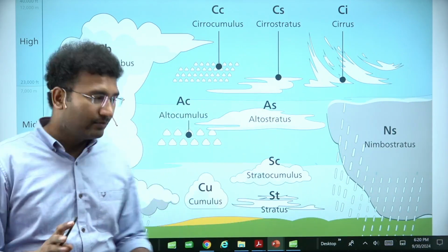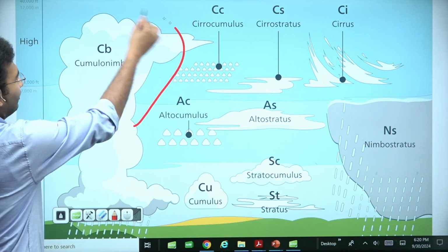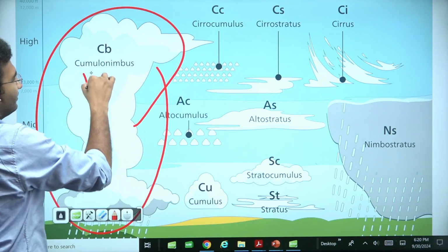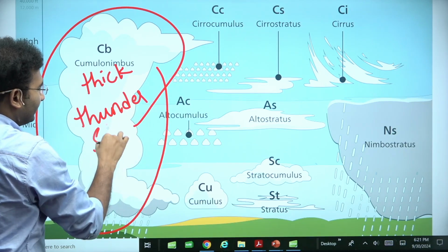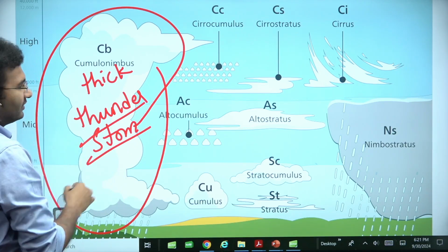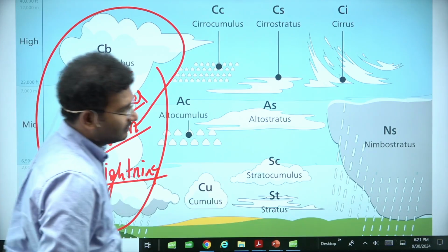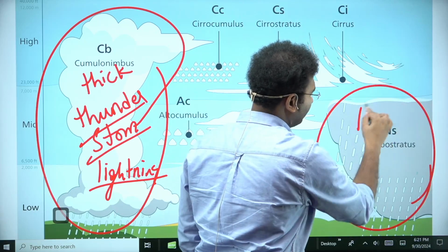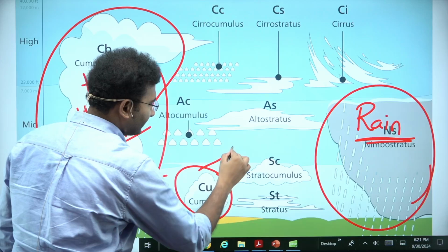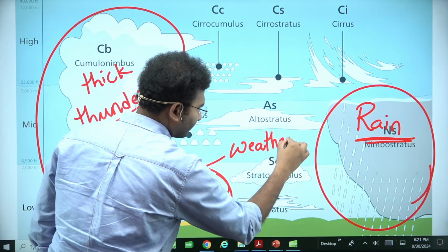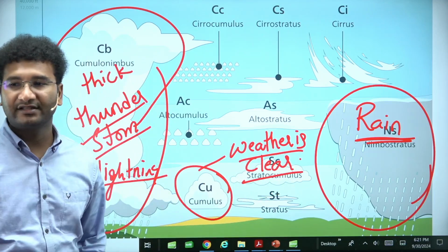But here, which clouds can rain and which clouds cannot rain? It is this cumulonimbus cloud, which is the high, thick cloud. This will thunder. A thunderstorm will come. In this, lightning will be there, right? Whereas nimbus is the cloud which is going to rain. Cumulus is an indication that the weather is clear, right?